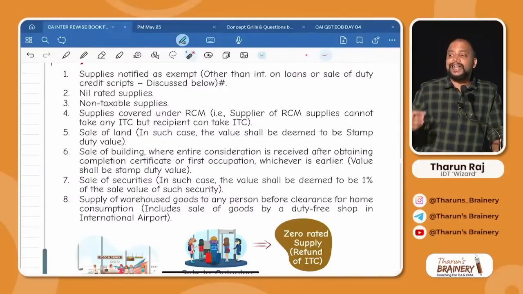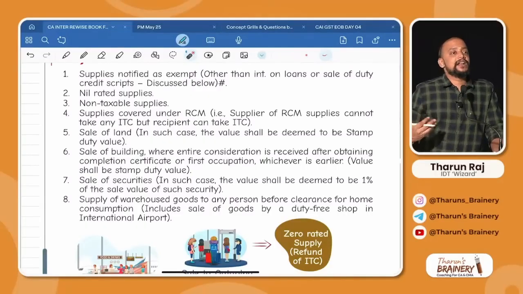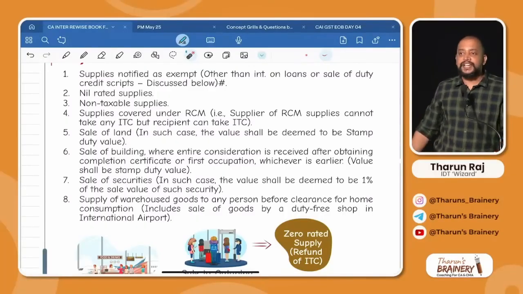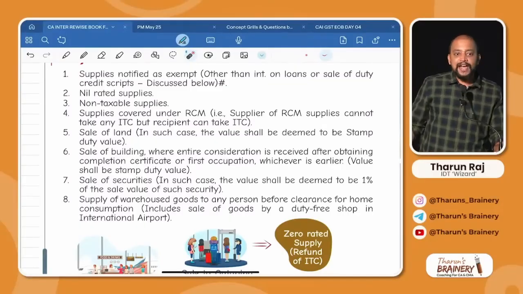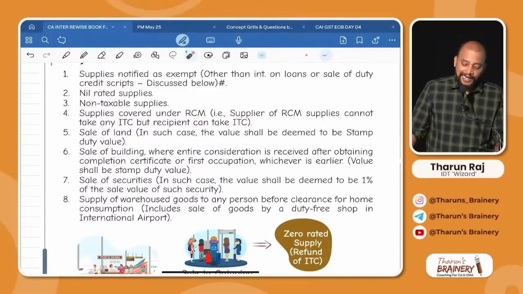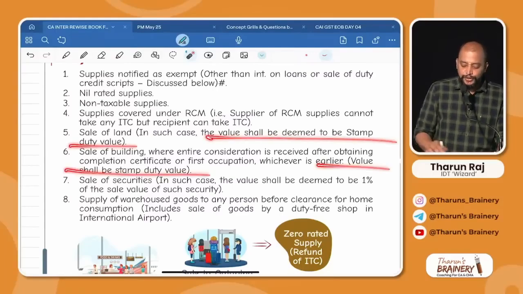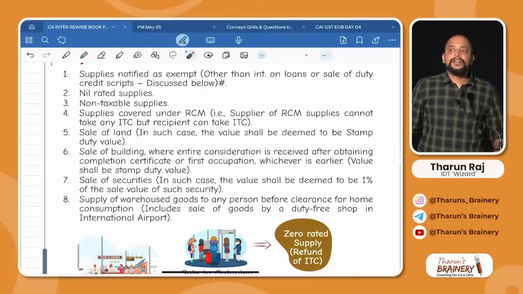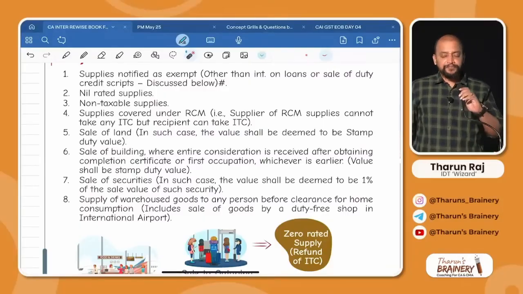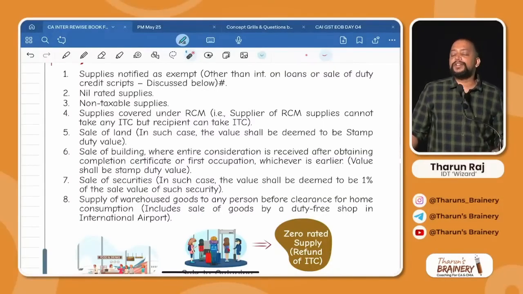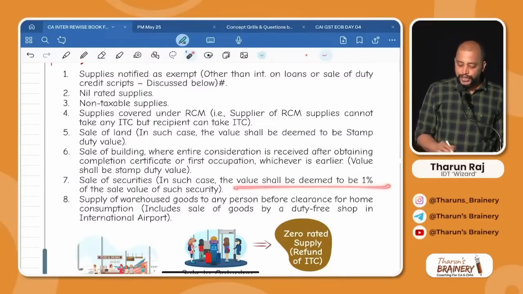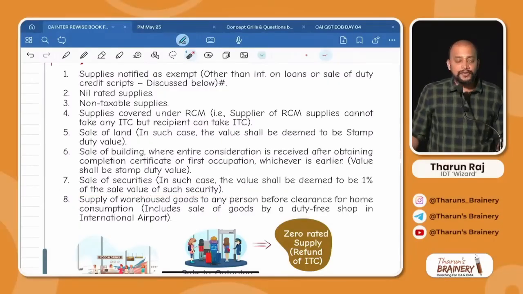But what should be taken as its value? As these activities are not a supply, the value needs to be determined here. For the purpose of ITC, what should be taken? For land and building, always in income tax we have one value now. What is that? Stamp duty value. That only we will take here also. So in case of land, stamp duty value. Building also stamp duty value. But for securities, we will not take the full value of securities. How much ever we are selling, out of that 1% will be taken as the value here. So value shall be deemed to be 1% of sale value of that security.